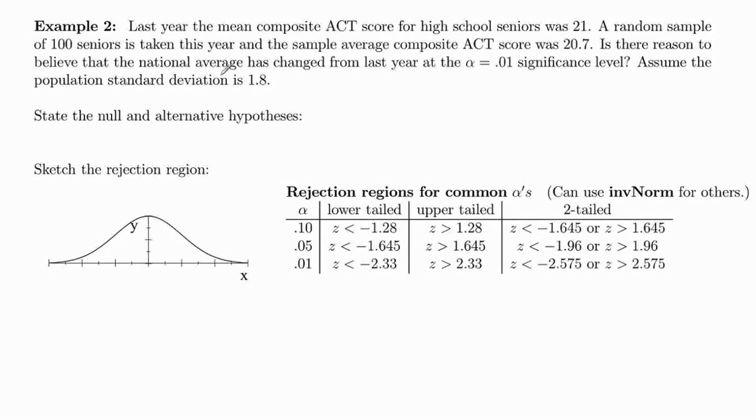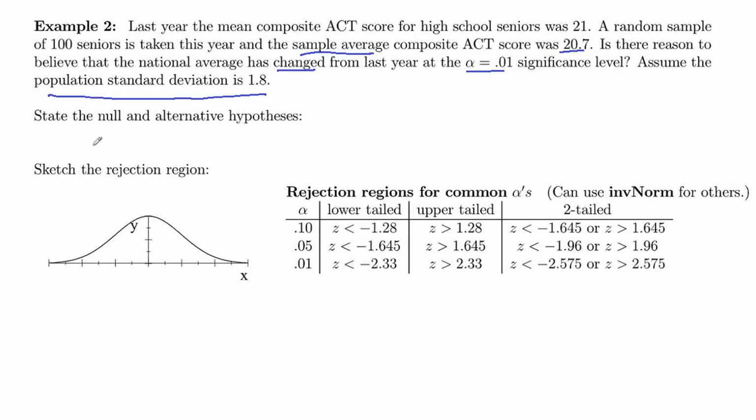So let's practice another null alternative hypothesis and rejection region. Last year the mean composite ACT score for high school students was 21. A random sample of 100 seniors is taken this year, and the sample average composite ACT score was 20.7. Is there reason to believe that the national average has changed from last year? Alpha equals 0.01 significance level. Assume the population standard deviation here is 1.8.